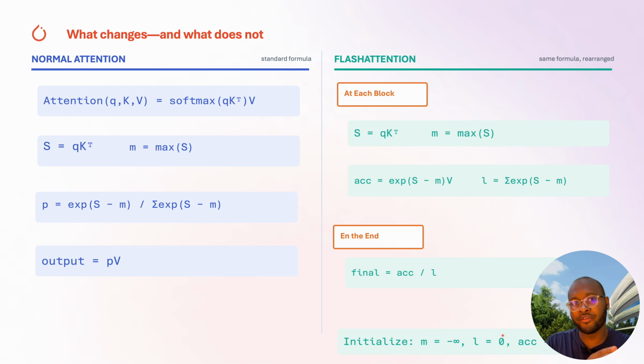Okay, since we are moving from block to block, we need some variables to keep track of our computation. For example, the maximum, this one, and the denominator, and also the accumulator. So we are going to be updating these variables at every block.